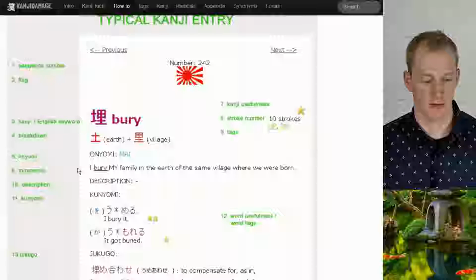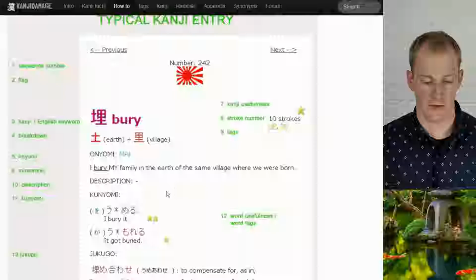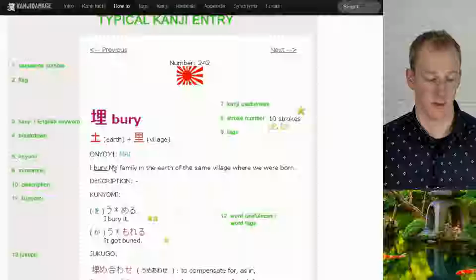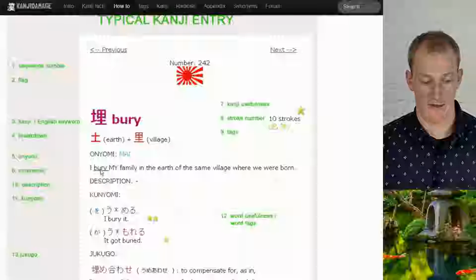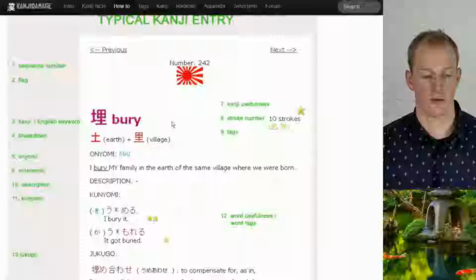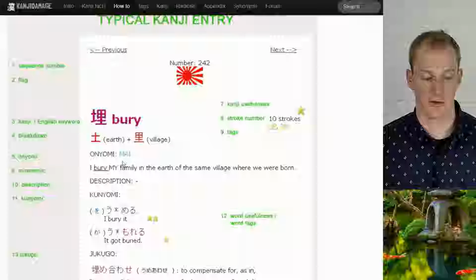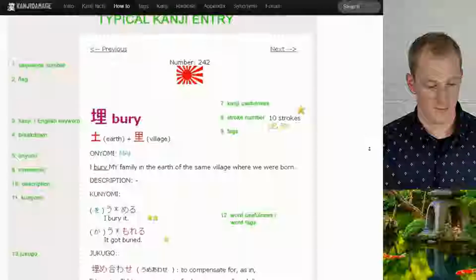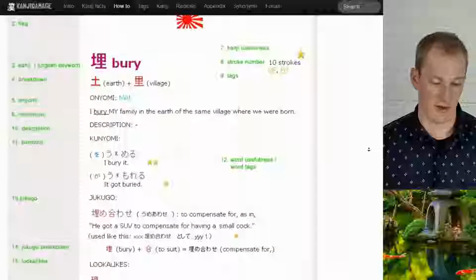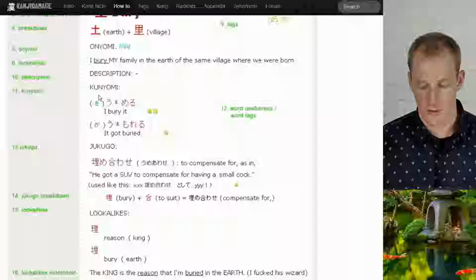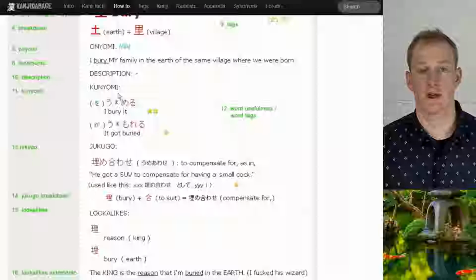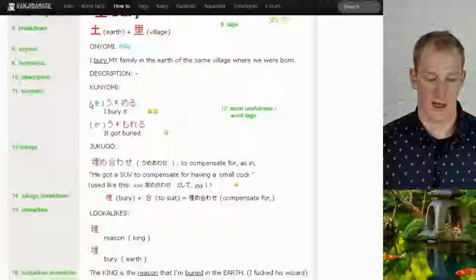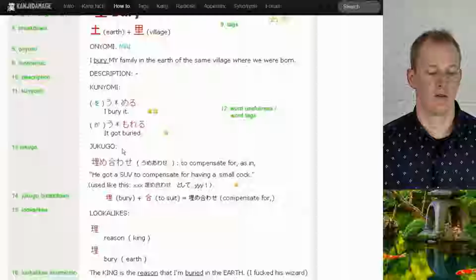Now the mnemonic: I buried my family in the earth, the same village we were born. So obviously we can see where the mai is coming from, and the bury is underlined to tell you that that's the English meaning. So the capitals are the Onyomi. Description, sometimes he has one, sometimes he doesn't. We have the kunyomis, which always come next, and these are the very standard readings.